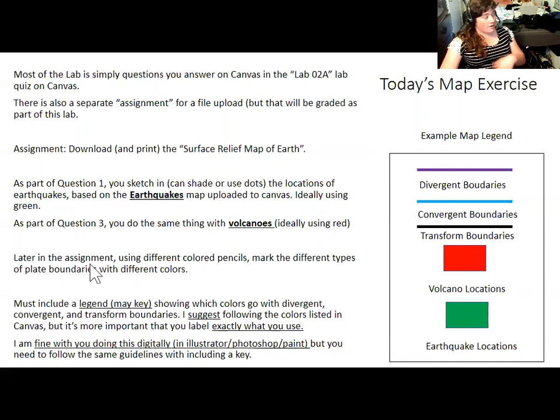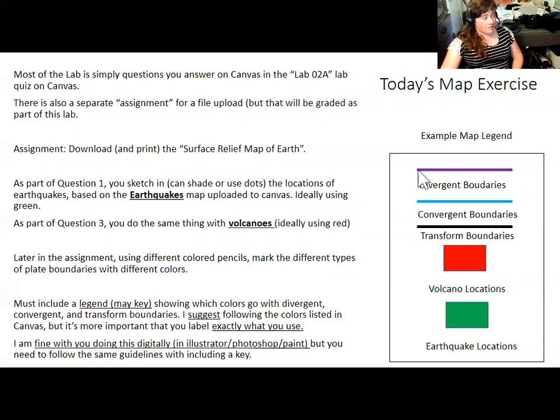And then later in the assignment, you mark different types of plate boundaries using different colors. So the map itself has just the plate boundaries shown as lines, but then you use different colored pencils to show which ones are transform boundaries, which ones are convergent boundaries, and which ones are divergent boundaries. And something I'll mention is that, yes, mid-ocean ridges do technically have both divergent and transform boundaries, but overall, they are dominated by divergent boundaries. The San Andreas Fault is really the big transform boundary that's out there.